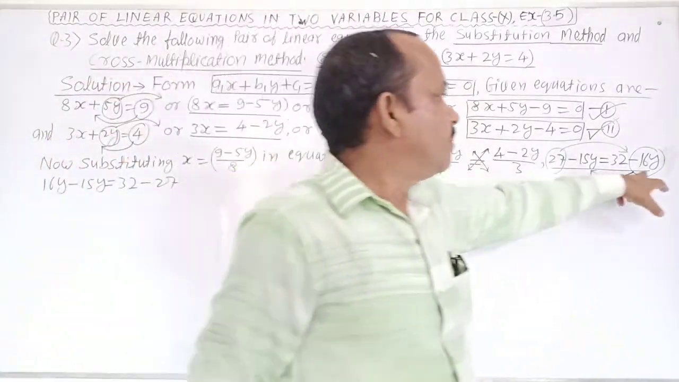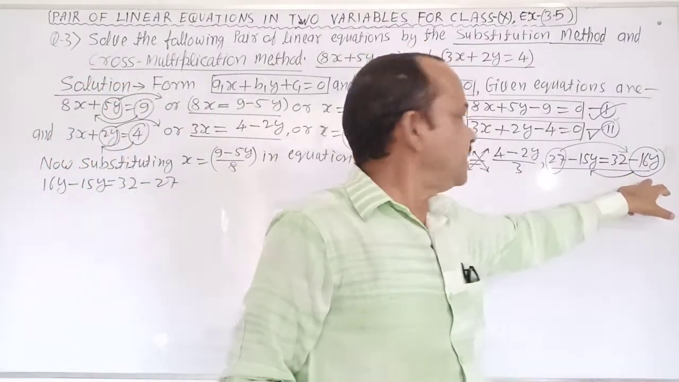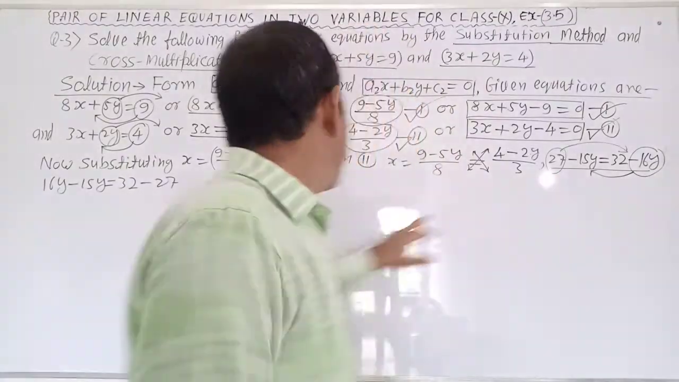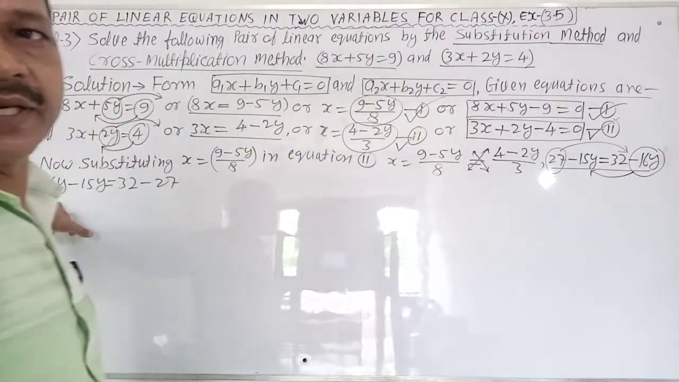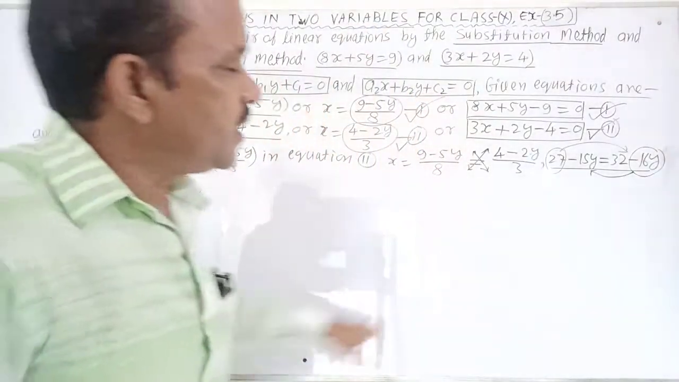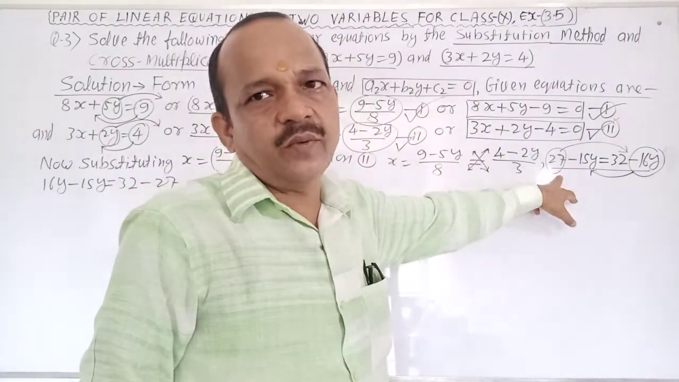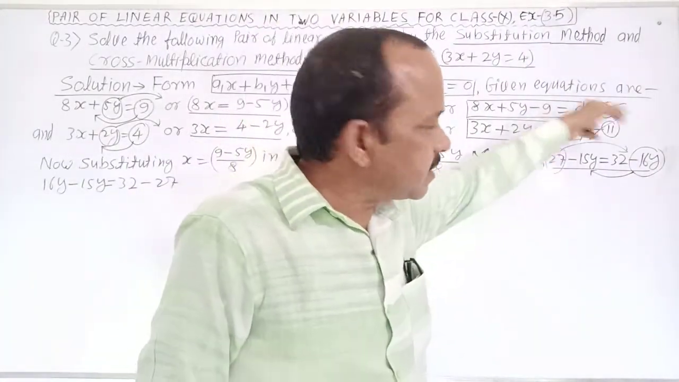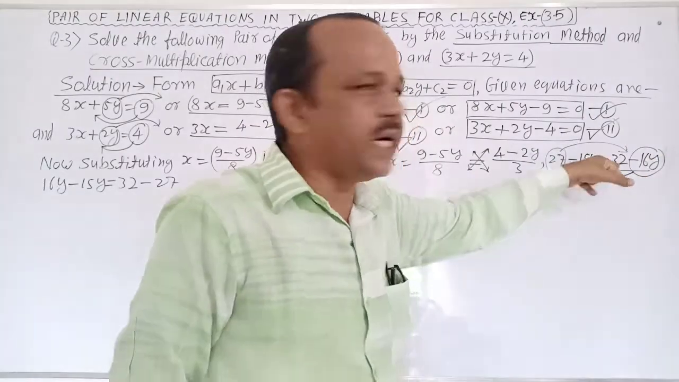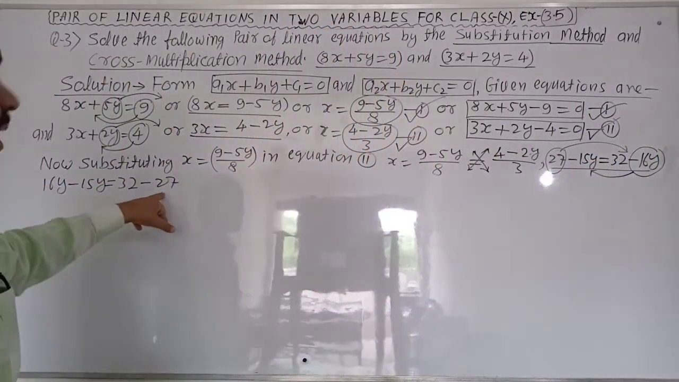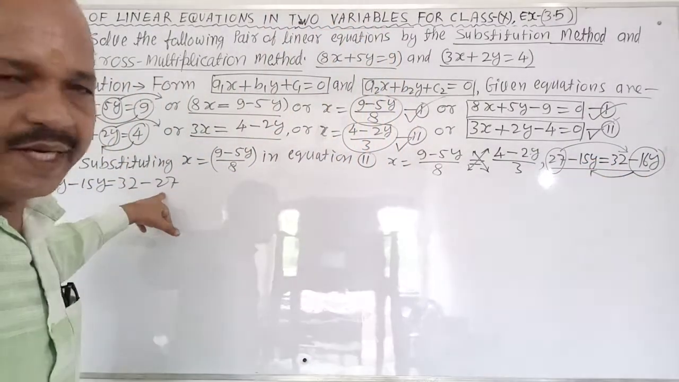Here minus 16y. When you write it on the left side, then it becomes plus 16. Here plus 16, here plus 27. When you write it on the right side of the equal sign, then it becomes minus 27. Here minus 27. Is it clear?